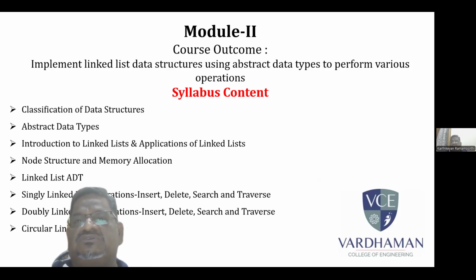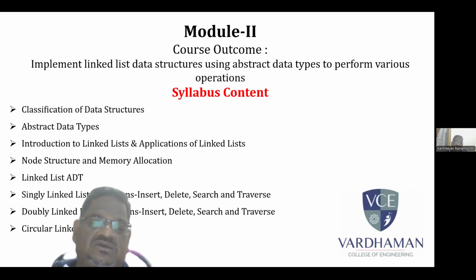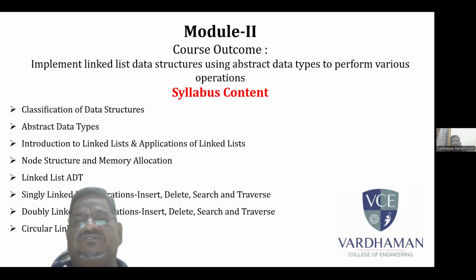So here, which syllabus content do we have? I will list out all those things before we discuss them one by one. The very first is how to classify the data structure. Then, what do you mean by abstract data types? And an introduction to the linked list. As we know, there are different kinds of dynamic data structures, and the linked list is one among them. Then, in this linked list, how we structure the node, which means the terminology of linked list. Then, what do you mean by linked list entity? Then, what are the types of linked lists?